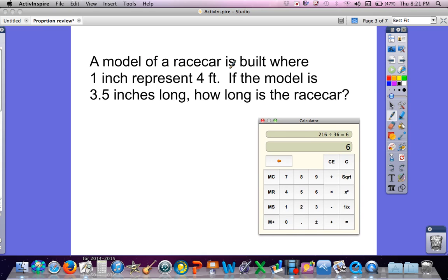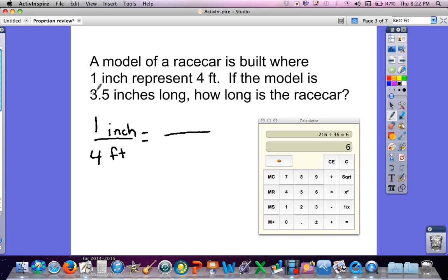A model of a race car is built where 1 inch represents 4 feet. If the model is 3.5 inches long, how long is the race car? So as we said earlier, we start off with two equivalent ratios. The first ratio we are able to get from the information they've given us. 1 inch represents 4 feet. And I always say when doing proportions, use the words to help you set up the proportion. 1 inch equals 4 feet.